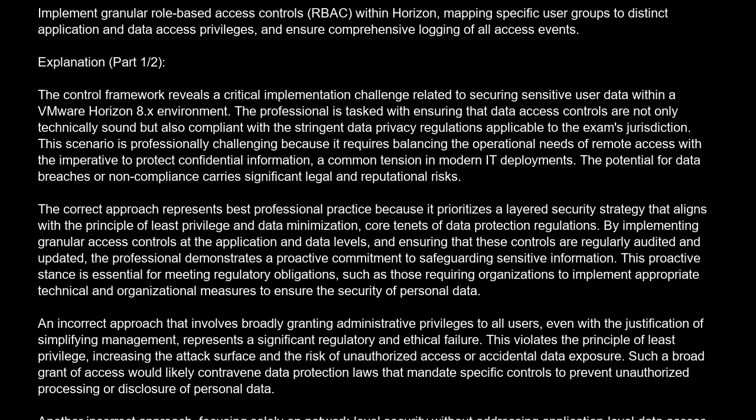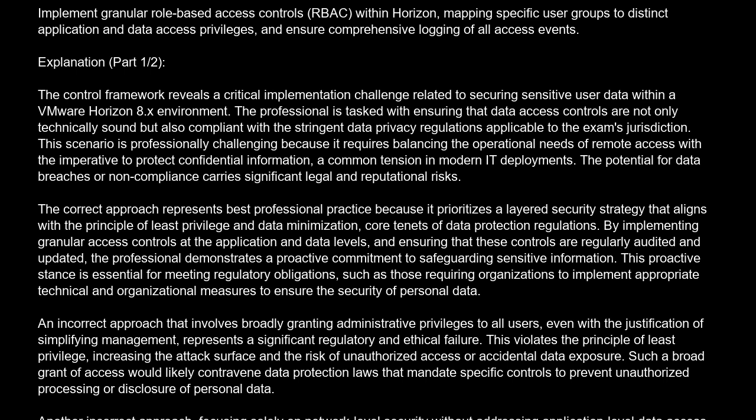This scenario is professionally challenging because it requires balancing the operational needs of remote access with the imperative to protect confidential information, a common tension in modern IT deployments. The potential for data breaches or non-compliance carries significant legal and reputational risks. The correct approach represents best professional practice because it prioritizes a layered security strategy that aligns with the principle of least privilege and data minimization, core tenets of data protection regulations.